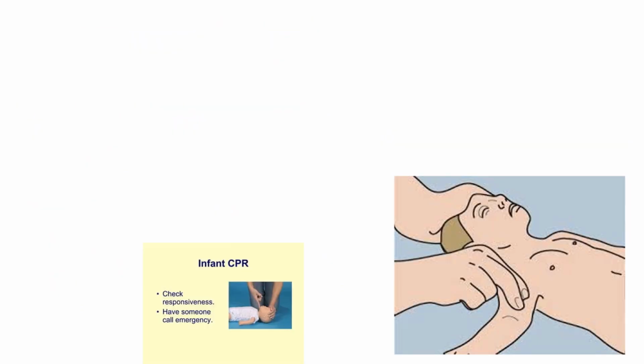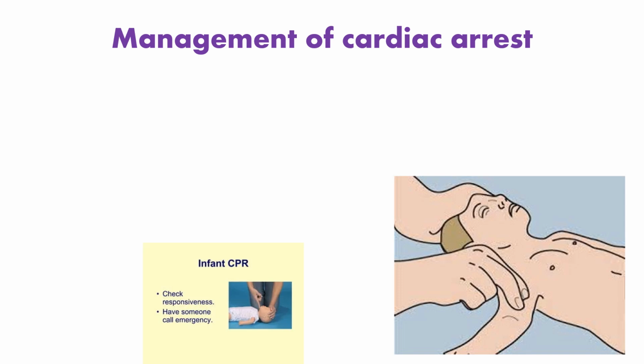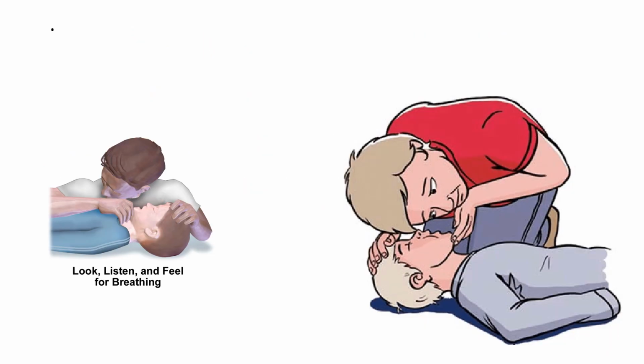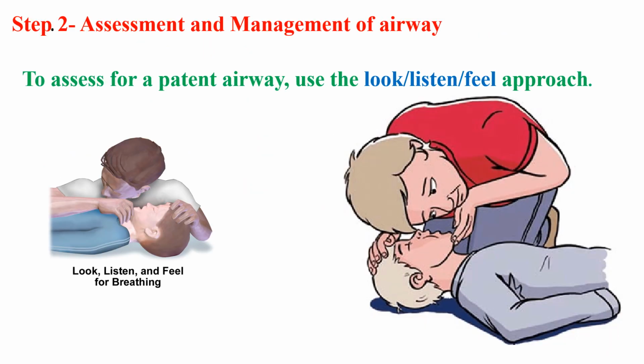In managing a child with cardiac arrest, the first thing that we have to do is check the patient's responsiveness. Attempt to rouse the patient with verbal or painful stimuli. If no response, assume that the brain is no longer receiving adequate oxygen and continue the following management for cardiac arrest. Have someone call emergency or call somebody to help you. Once we identify the patient is not responding, the next step is assessment and management of the airway.